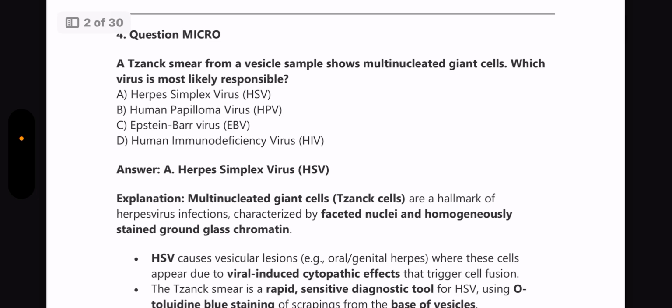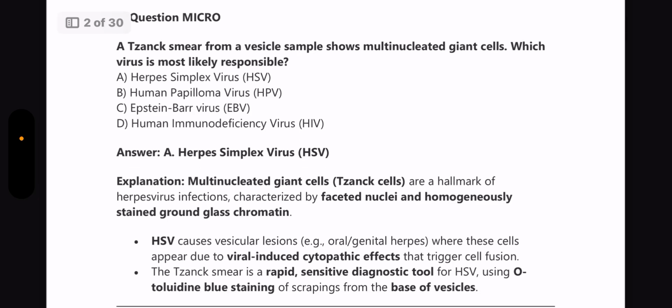Next question is from Micro. A Tzanck smear from a vesicle shows multinucleated giant cells. Which virus is responsible? Answer is herpes simplex virus. So multinucleated giant cells, that is the Tzanck cells, are a hallmark of herpes virus infections, characterized by faceted nuclei and homogeneously stained ground glass chromatin. HSV causes vesicular lesions where these cells appear due to viral induced cytopathic effects which trigger cell fusion.